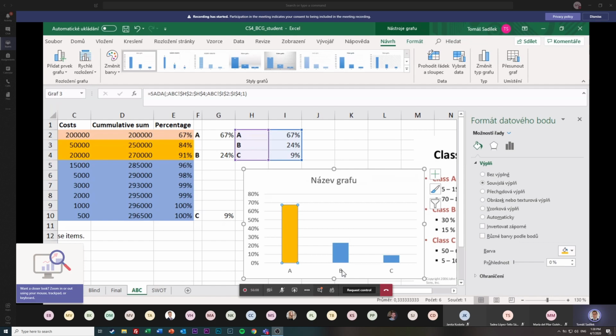Okay, so can you insert this chart like I did?